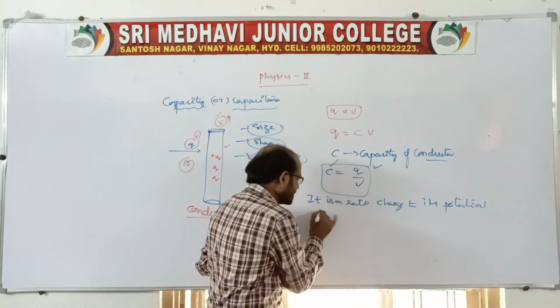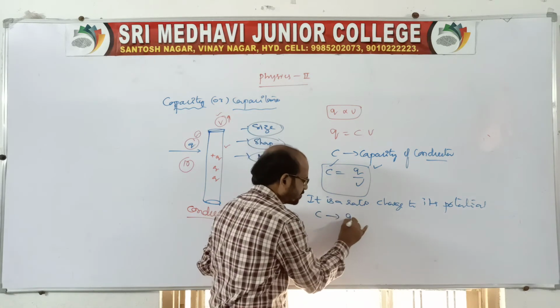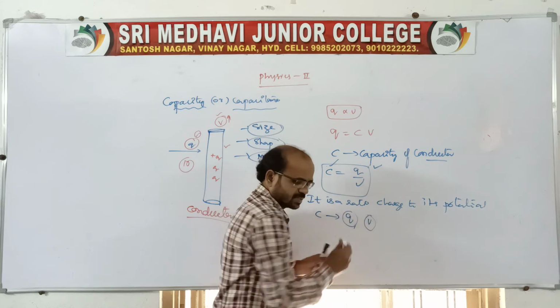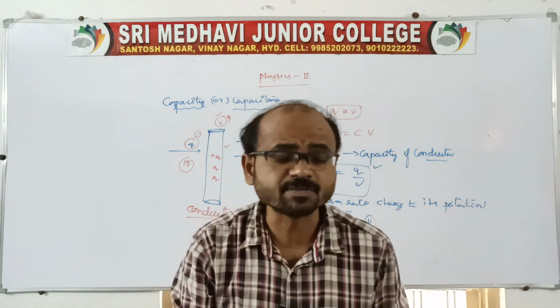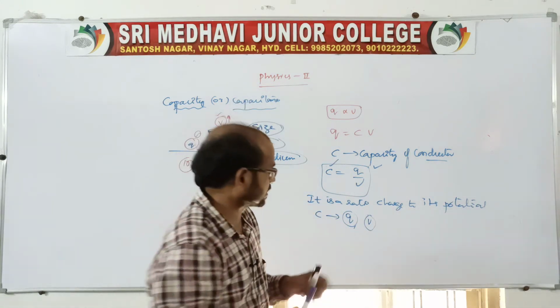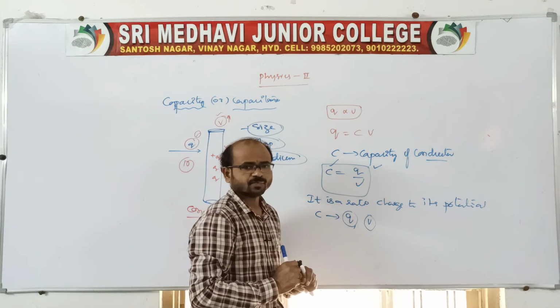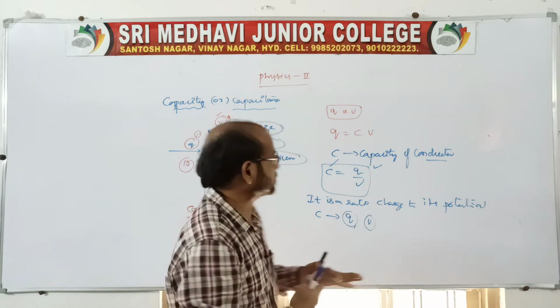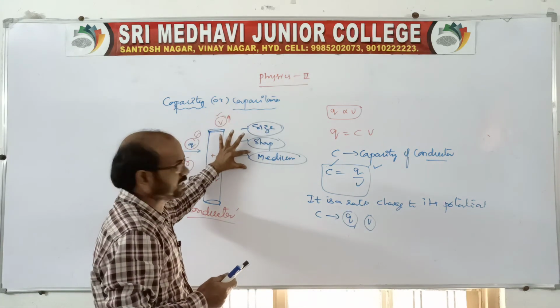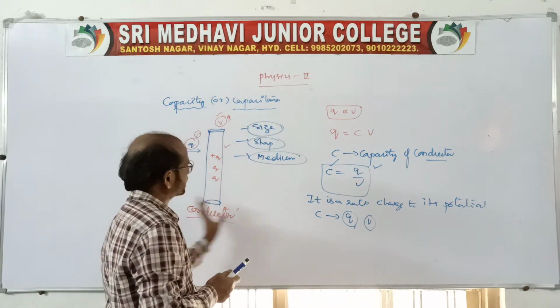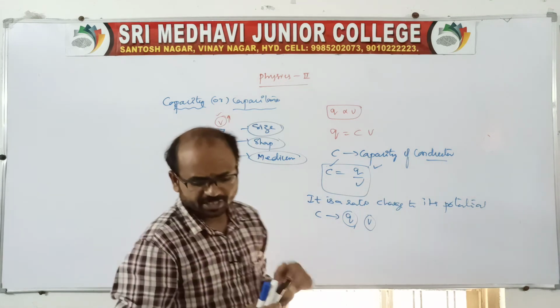And here, C is independent of Q and V. Very, very important. The capacity of that conductor is independent of Q and V. It does not depend on them. The capacity of the conductor depends only on size, shape and medium, the medium of the surrounding. That's what I mean here.